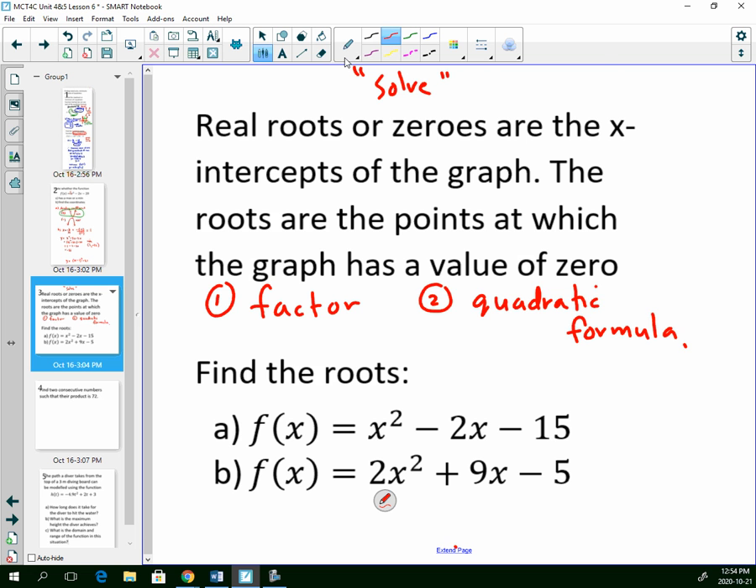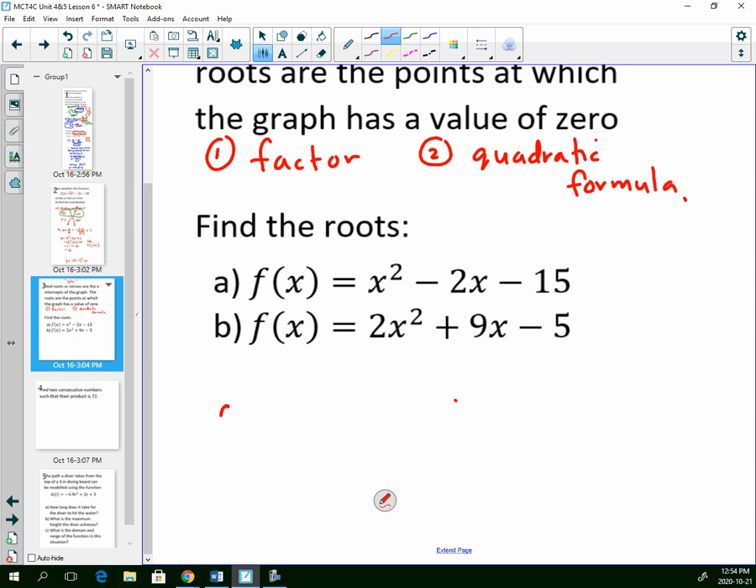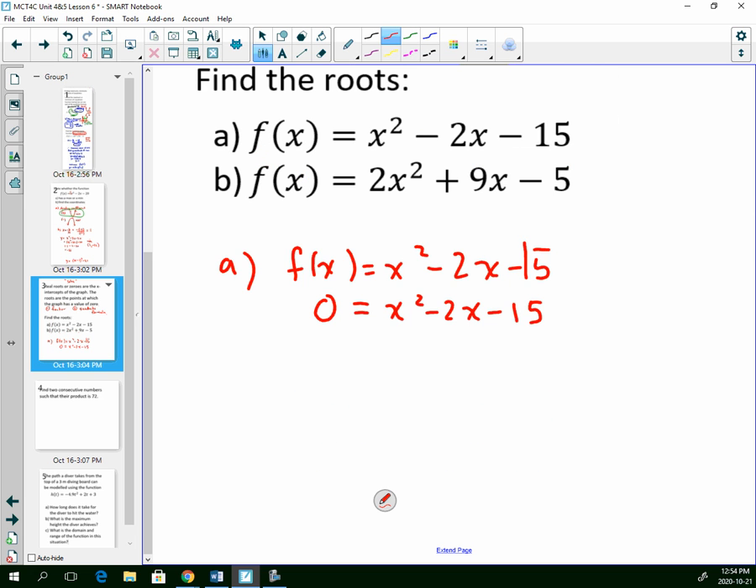Okay, so here are two questions given. So A, these are quadratics. The first thing I'm doing in order to find the roots is I will replace f of x with 0, because that's the definition: find the value of x when y is 0. So we'll put a 0 in there. And then we see if we can factor. I think I can factor this because it's a simple trinomial.